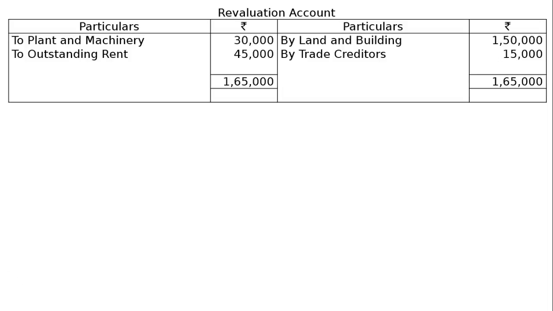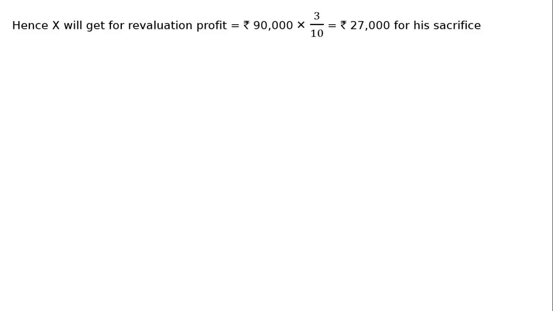Now total the credit side, we have rupees 1,65,000. Write down in the debit side, find the difference. This difference is 90,000, the revaluation profit. We have to pass one adjusting entry. It is gaining to sacrificing. Hence, X will get for revaluation profit, that is rupees 90,000 multiplied by 3 upon 10.